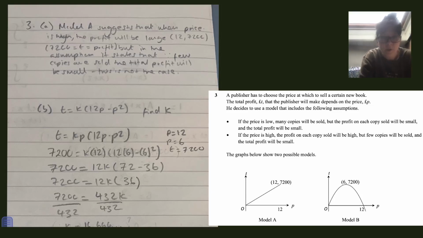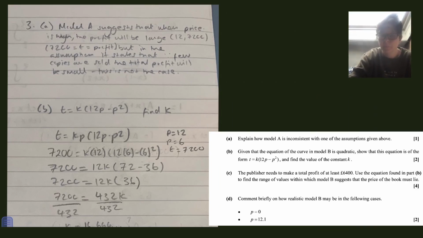Okay, modelling question. Publisher, price of book, amount of profit made. If the price is too low, we won't make much profit. If the price is too high, we won't make much profit. That makes sense. Okay, let's have a look at the actual question.